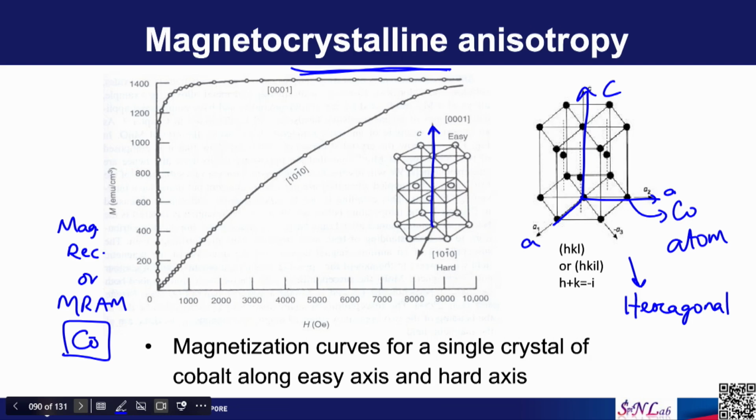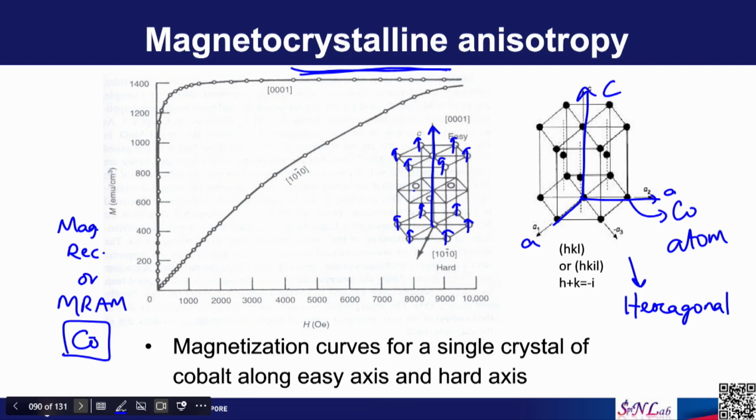What it means is that if you do not do anything special at ground state, the magnetic moments of all these cobalt atoms are pointing along this direction. So, when the magnetic field is 0, in the ground state, all the magnetization is pointing along this direction.